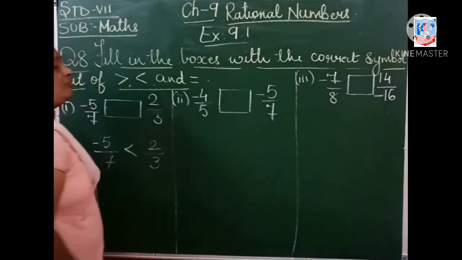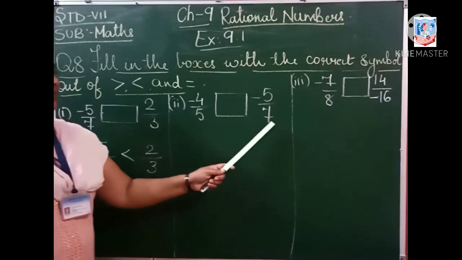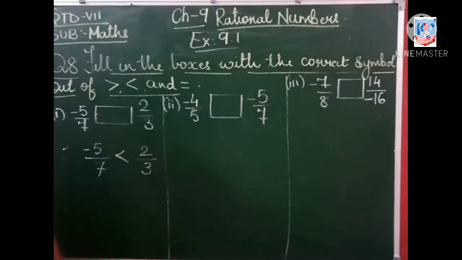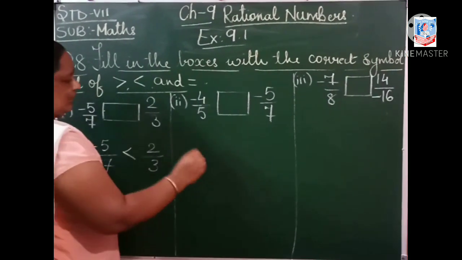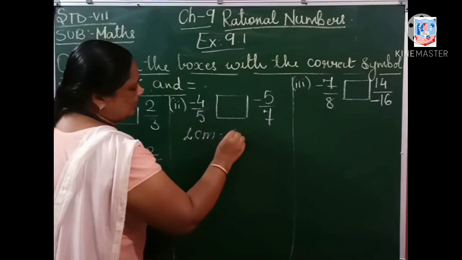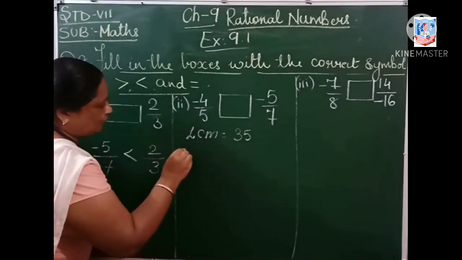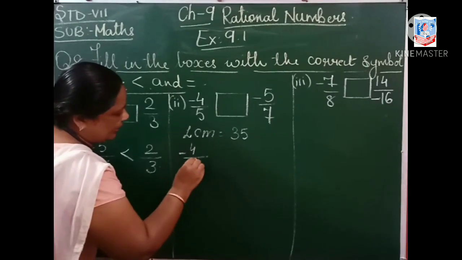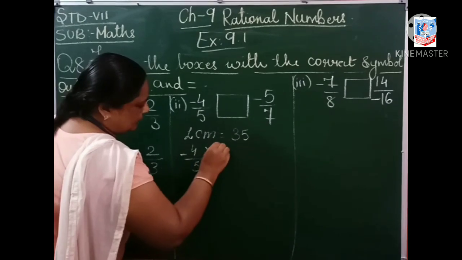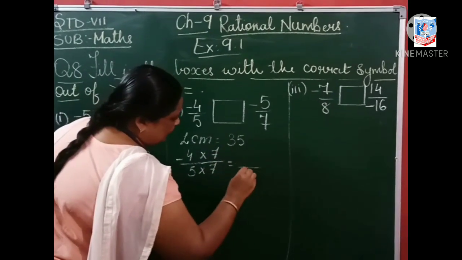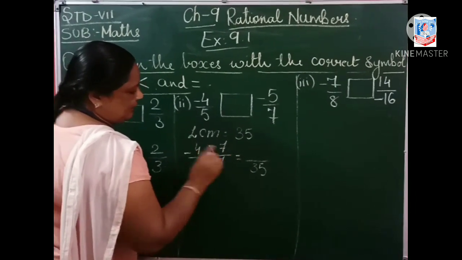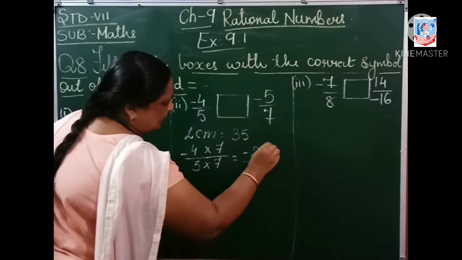Now see, here the denominators are different. So what will we do? We will make the common denominator. So LCM is 35. Now minus 4 by 5 into 7 is equal to 35. 4 into 7, 28, and minus 28.